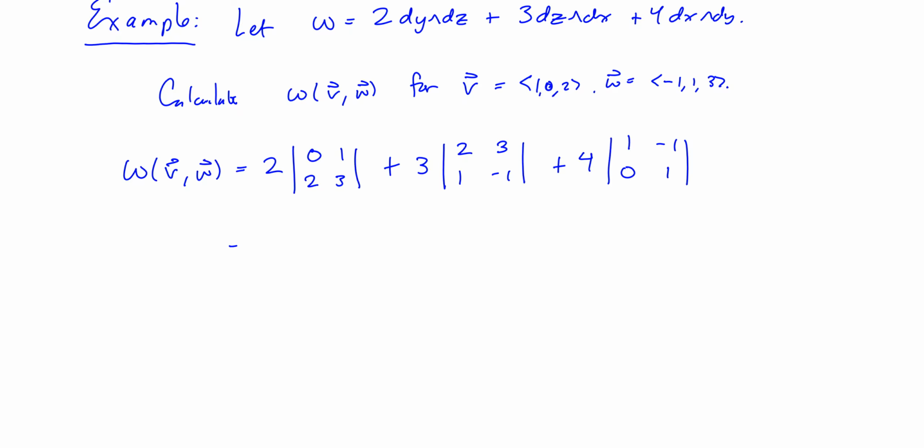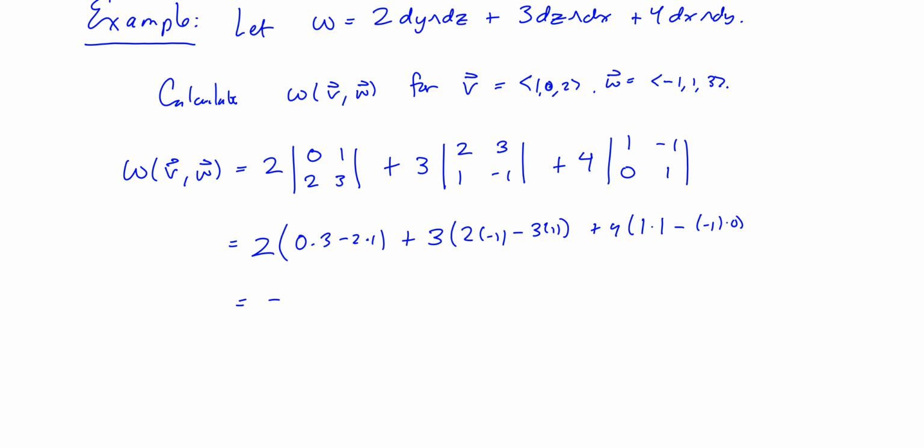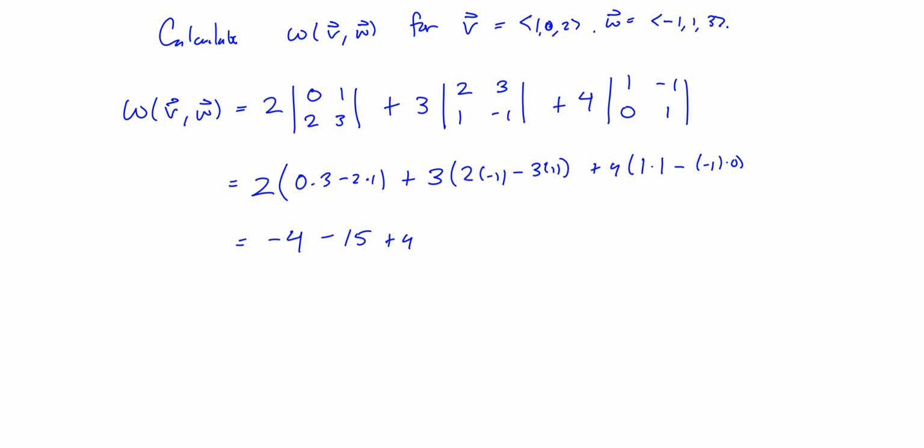And then we can just evaluate these determinants. So this is 2 times 0 times 3 minus 2 times 1, plus 3 times 2 times minus 1 minus 3 times 1, plus 4 times 1 times 1 minus 0 times negative 1. So this gives me a minus 4 for the first term. And then here, this gives me a negative 2, negative 3, so negative 5, so negative 15. And then this last one gives me plus 4, so this just gives me the value negative 15.